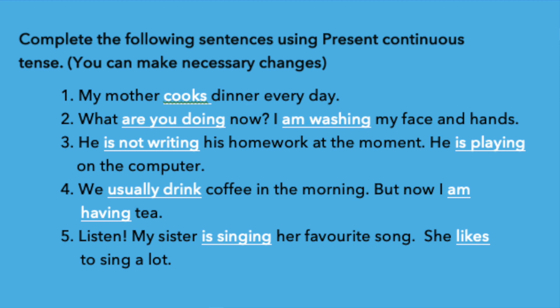Next one, we usually drink coffee in the morning. Usually shows our habit. We usually drink coffee in the morning. Next one, but now I'm having tea. Now, at the present moment. Listen, my sister is singing her favorite song. She likes to sing a lot. Not she is liking to sing a lot, because like is a stative verb. We don't have to use the ing form of the verb like.